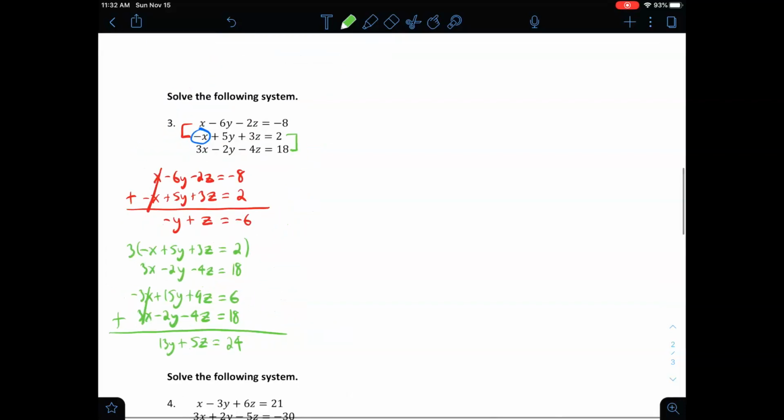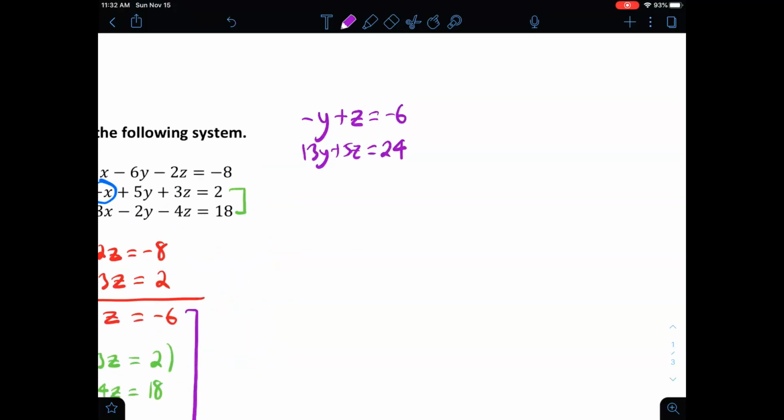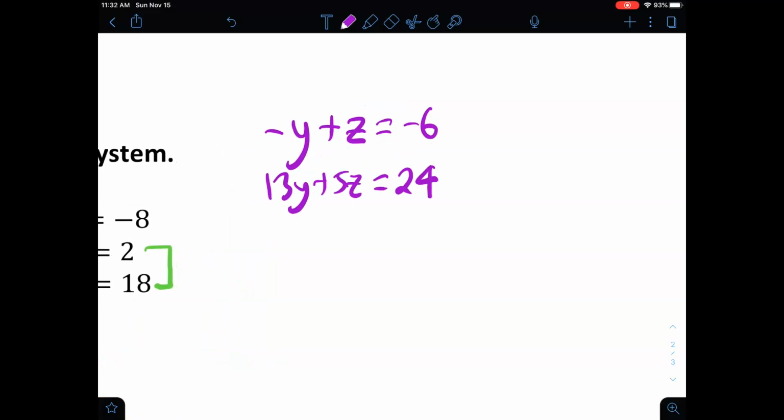All right, now we have 2 new equations where the x's are gone. We're one step closer to our end where we need to get one variable. So we're going to take these 2 equations now and solve and try to cancel a new variable. So I have negative y plus z equals negative 6, and I have 13y plus 5z equals 24. I'm going to add straight down. Actually, no, I'm not going to add straight down. My mistake. So we need to multiply to cancel either the y's or the z's.